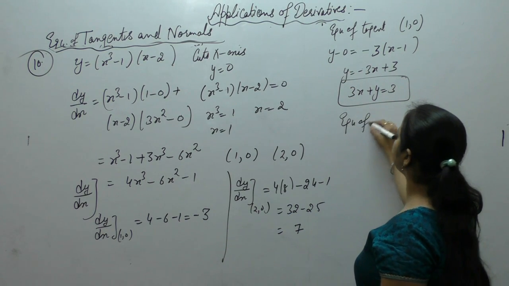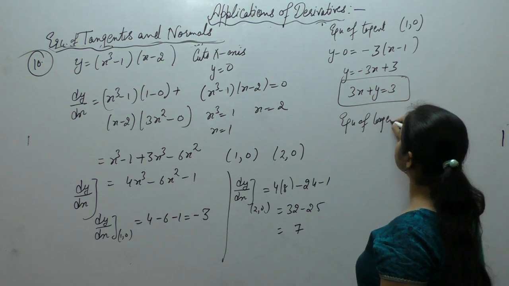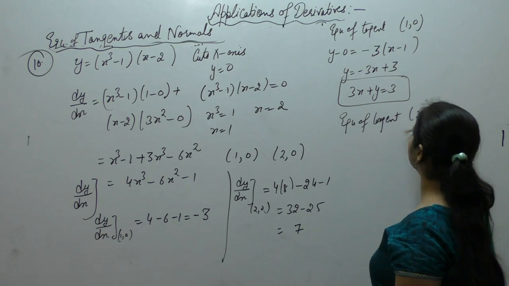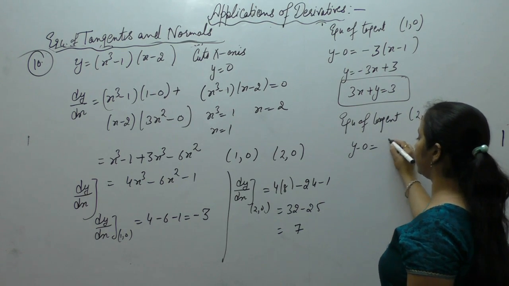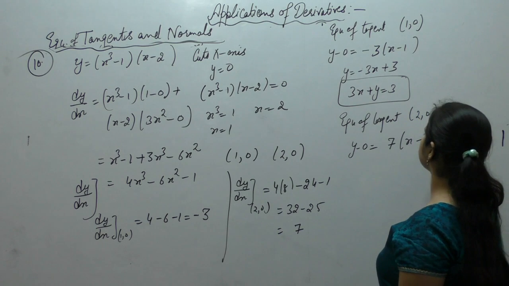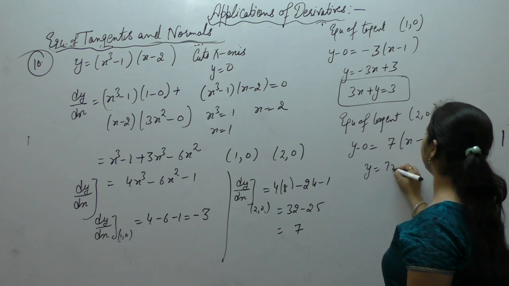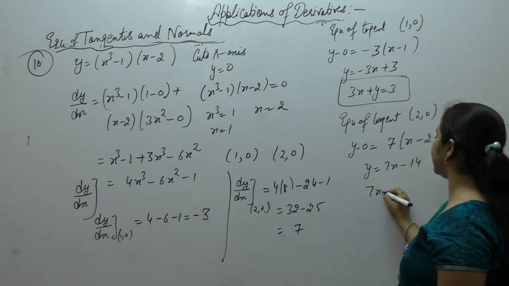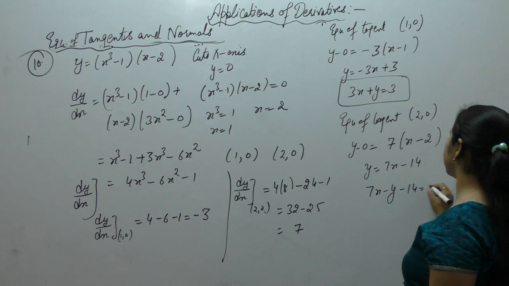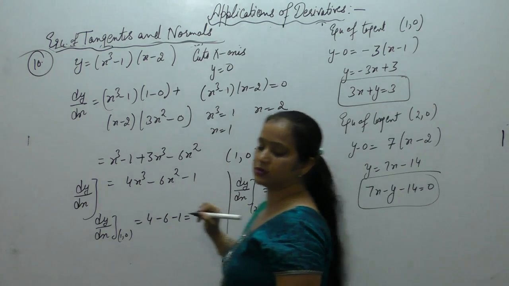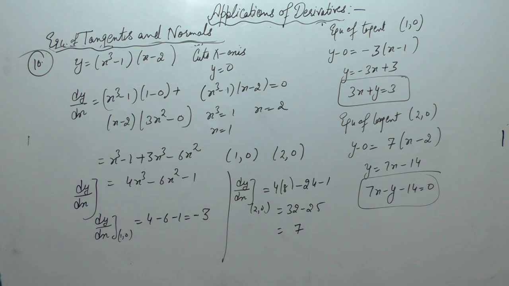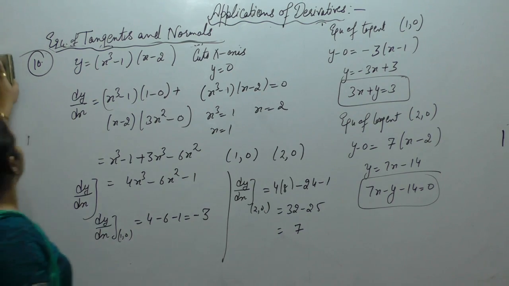And equation of tangent when it passes through point 2, 0: y minus y naught, then slope of tangent is 7, x minus x naught. 7x minus 14. So 7x minus y minus 14 equals 0. Now the next one.